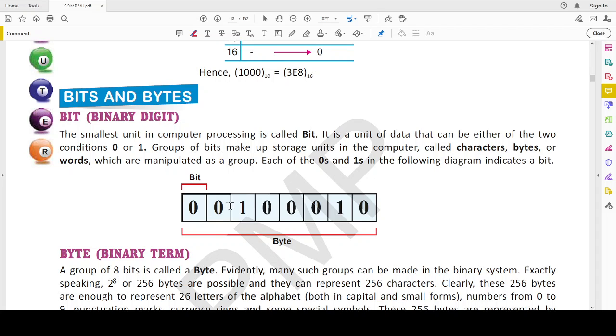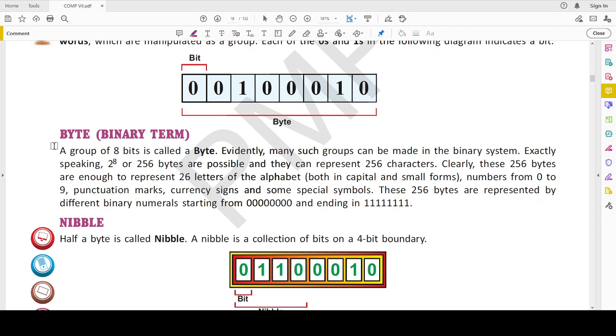This is a bit. So there are 1, 2, 3, 4, 5, 6, 7, 8 bits. Eight bits in this representation is called a byte. A group of 8 bits is called a byte. Evidently, many such groups can be made in the binary system. So with this group, you can see there are 8 bits. For each of them, you can have many representations, right?